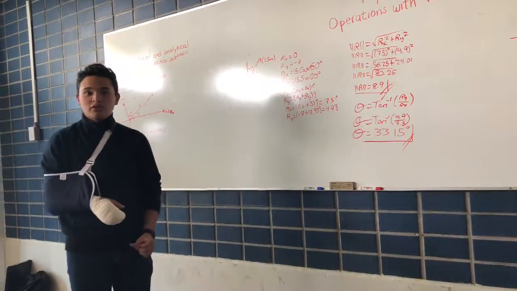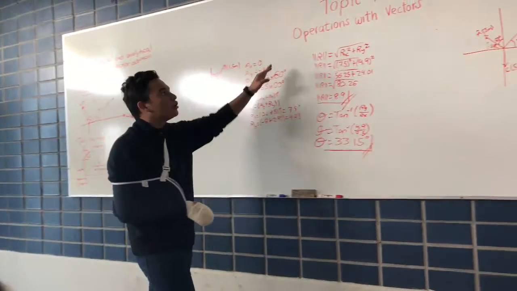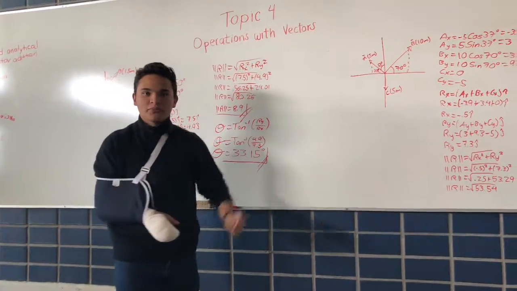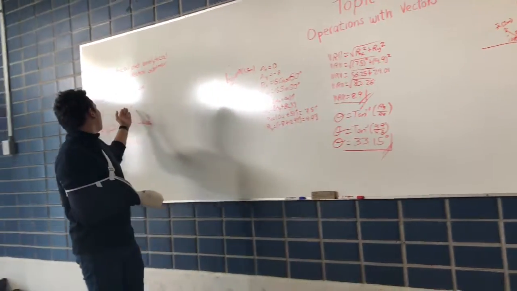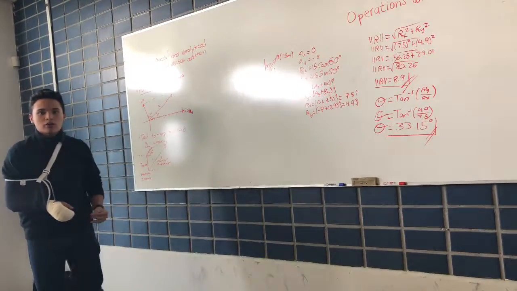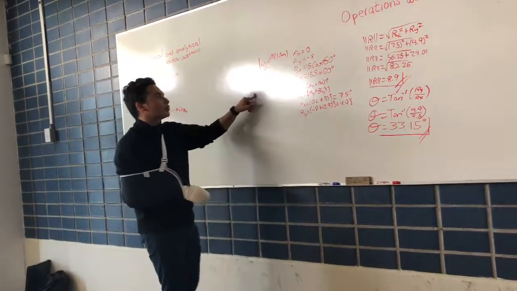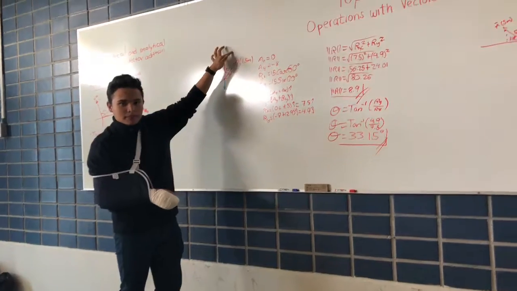Hi everyone. Today we're going to talk about topic 4, operation with vectors. We have two different methods. The first one is called the parallelogram method. It's when you have two vectors, A and B.